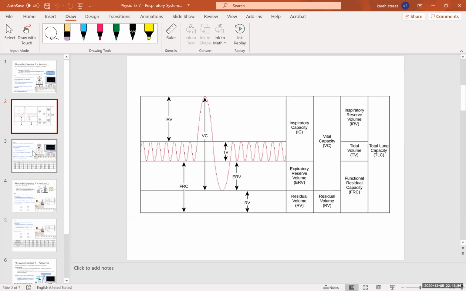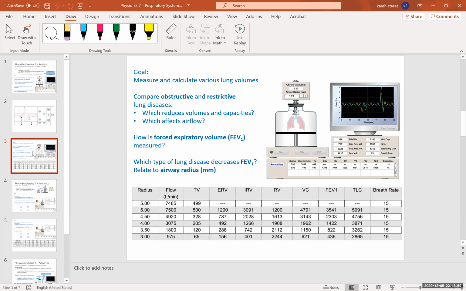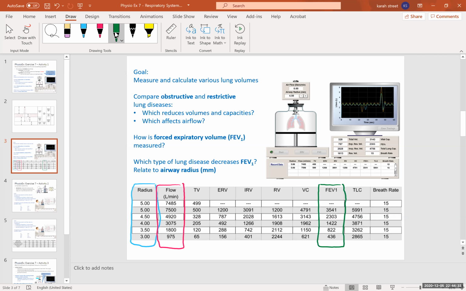Let's go over our data now for activity 1. The data that I want you to pay attention to the most would be the radius, which refers to the radius of your air passageways, the flow rate, the flow of air, which is in liters per minute, and I would also like you to pay attention to FEV1 for right now. Notice that breathing rate is kept steady and constant.